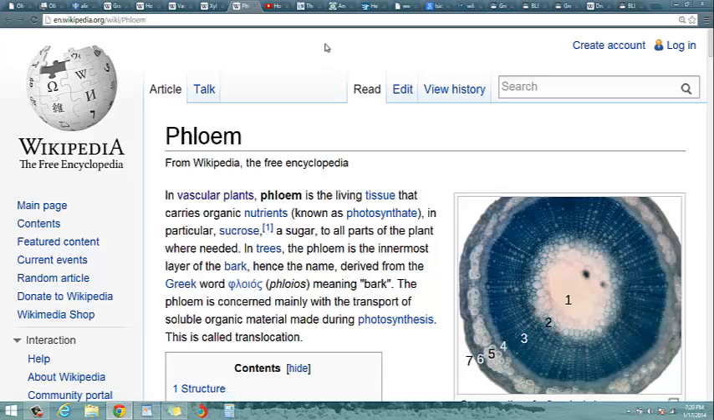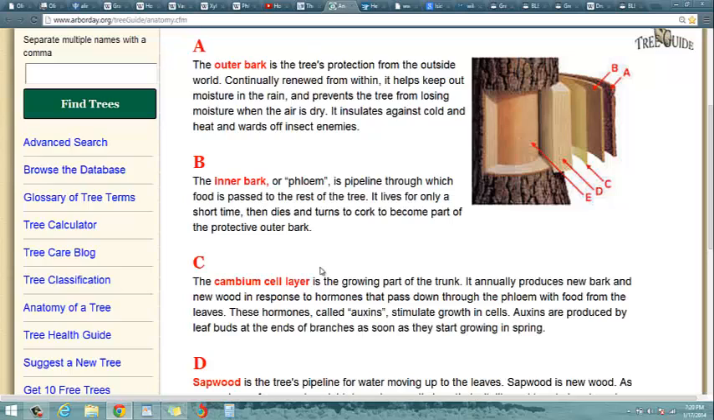meaning bark. Therefore, he put it in the cambium layer for a reason, because the cambium layer produces new bark and new wood, which the Greek word for wood is xylon, which is where you get xylem from, that transports the water throughout the tree and the nutrients. And the Greek word for bark is phloios, which transports nutrients throughout the tree as well.